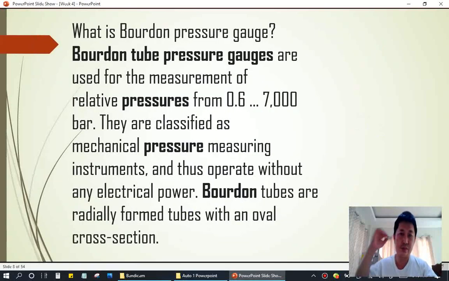So that is one application. So next, we have here the Bourdon pressure gauge. So what is a Bourdon pressure gauge? Bourdon tube pressure gauges are used for the measurement of relative pressures from 0.6 to 7,000 bar. So they are classified as mechanical pressure measuring instruments and thus operate without electrical power. So Bourdon tubes are radially formed tubes with an oval cross section. So we'll see here.